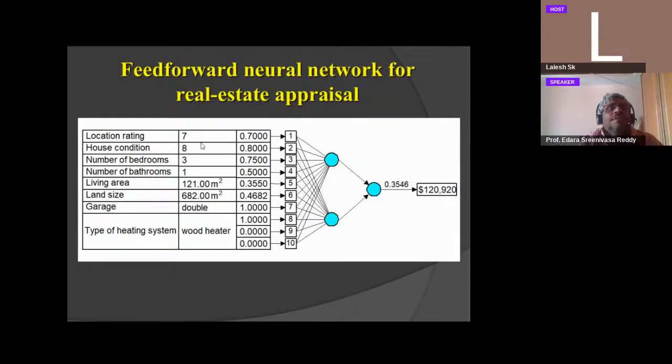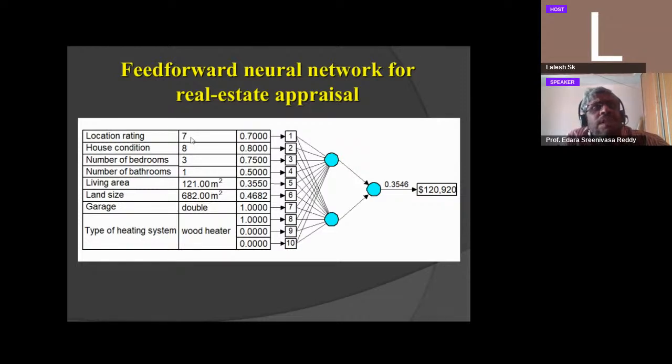So this is the net we are showing, a feed forward neural network for real estate appraisal. Location rating, mapping is given, location rating 7, depending upon the posh location or somewhere far away from the city; we can give the rating, whether it is close to the city or not. Number of bedrooms, house condition, number of bathrooms, living area size, land size, garage, type of heating system, AC machine.